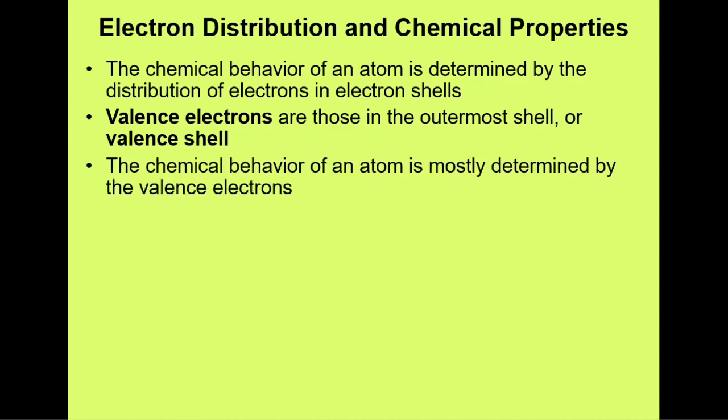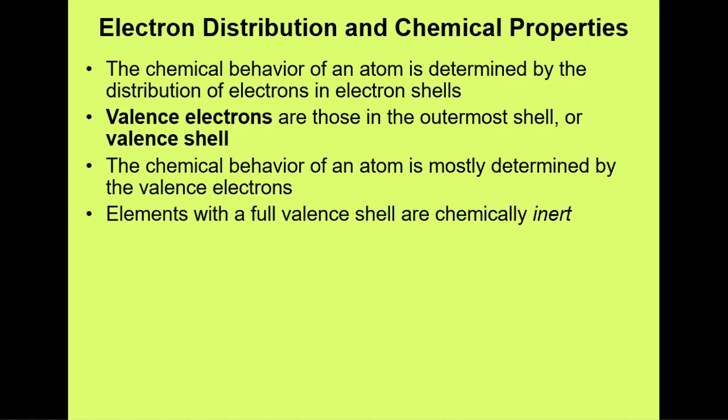So the chemical behavior of an atom is mostly determined by the valence electrons. Now, we do get elements that have atoms with full valence shells. And when this occurs, and I'll show you some examples in a minute, when we get atoms with full valence shells, they don't need or want to form bonds with any other atoms. So we say that these are chemically inert.